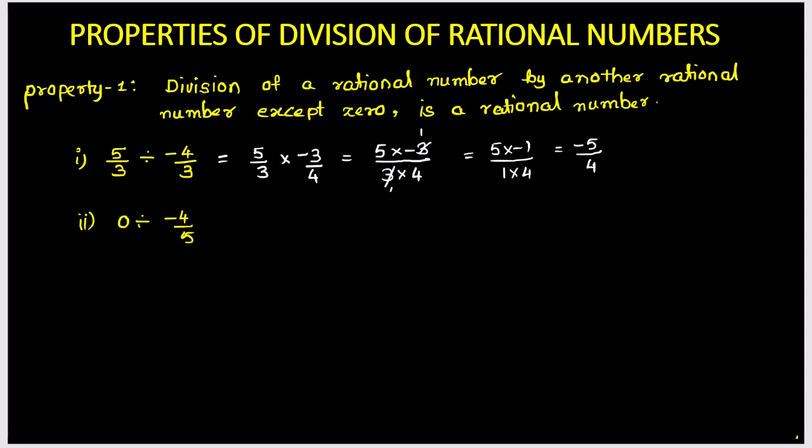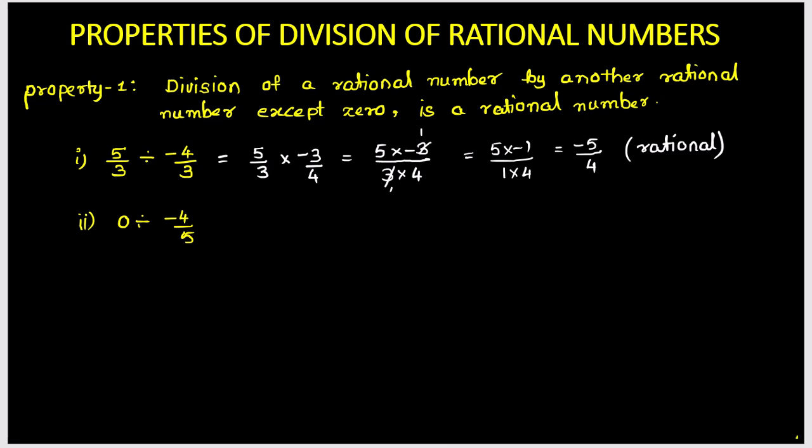So minus 5 by 4 is again a rational number, isn't it? So according to property 1, we can say that when a rational number is divided by another rational number which is not 0, then the result is again a rational number. So here you ensure that the second rational number is not 0.